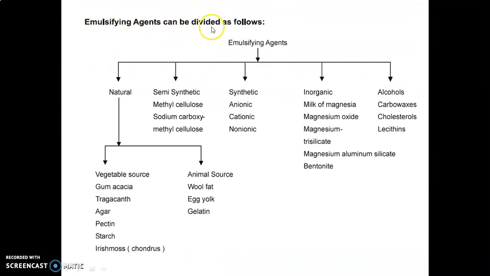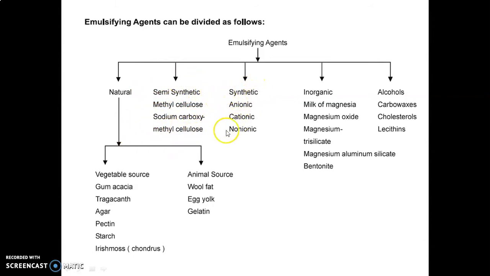The emulsifying agents can be divided as follows: natural, semi-synthetic, synthetic, inorganic, and alcohols. In natural there are 2 types, vegetable source and animal source. In vegetable we have gum acacia, tragacanth, agar, pectin, starch, then chondrus, and animal sources mean wool fat, egg yolk, gelatin. Semi-synthetic: methyl cellulose, sodium carboxymethyl cellulose, that is sodium CMC.